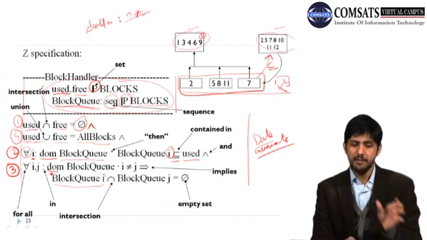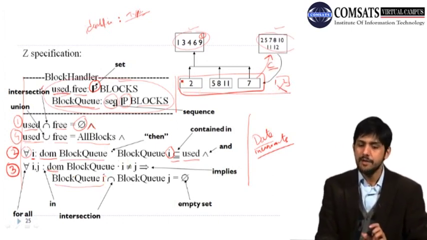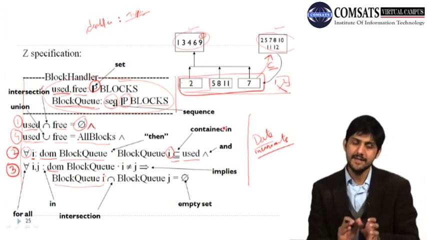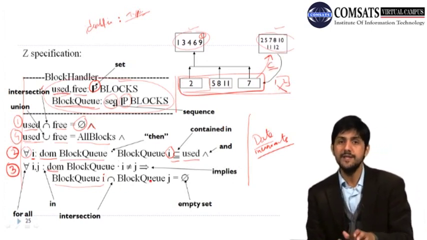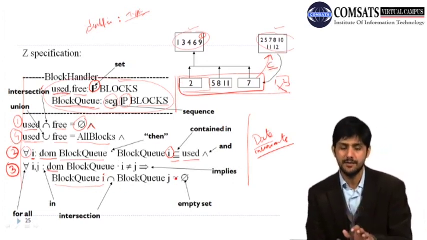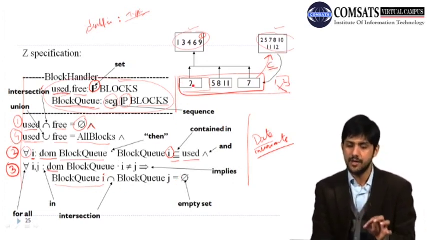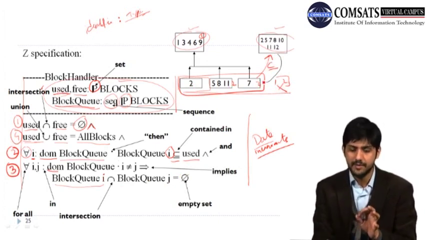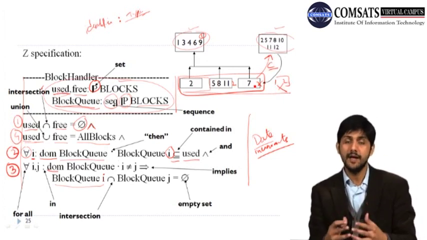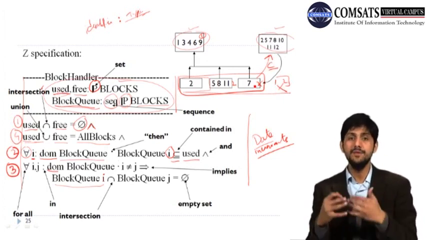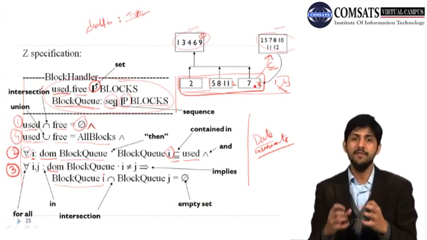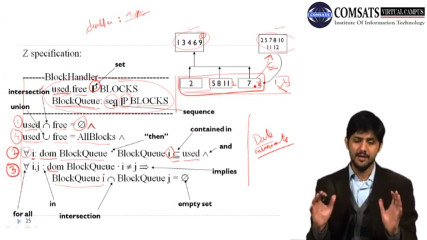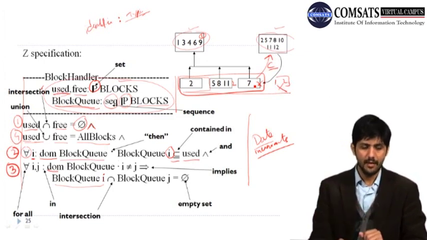So when we are saying domain block Q, because each element of this Q can be a set, we are saying that i is a set and j is a set. We are saying that the intersection of these 2 sets should always be null. So it cannot happen that there is a 2 here and we have a 2 here as well, or here as well. So this data invariant ensures that all the elements of the Q do not have any repetition, or do not have anything common, or no block is repeated in the Q.